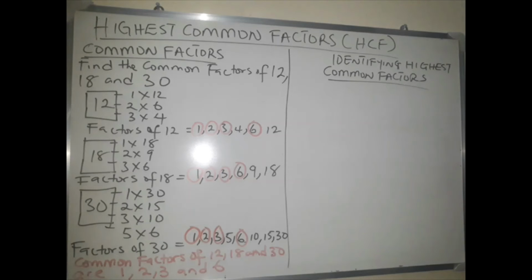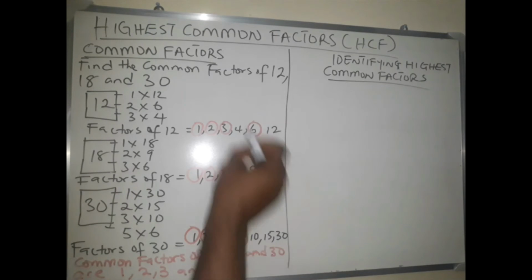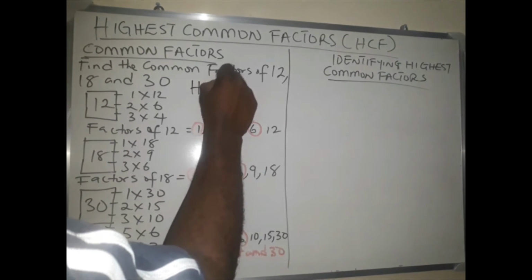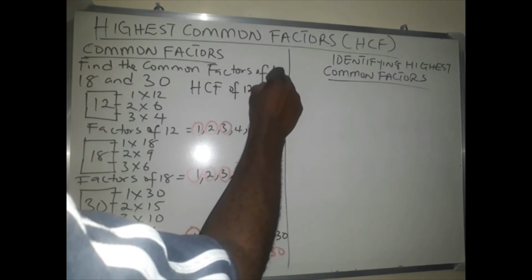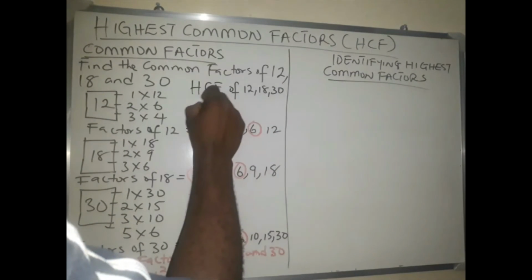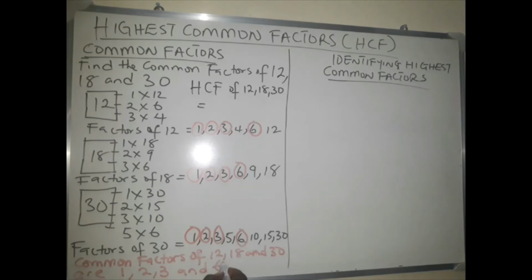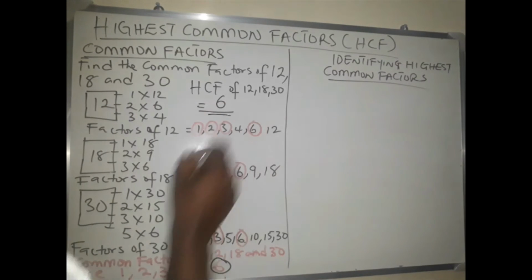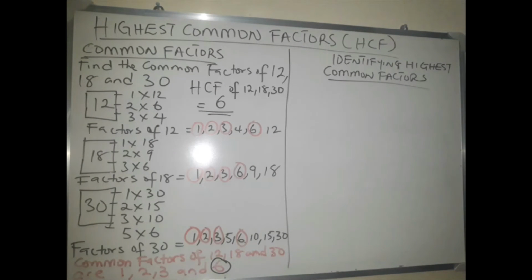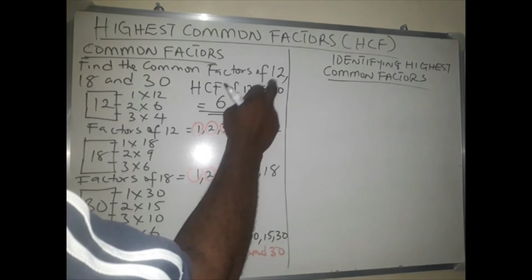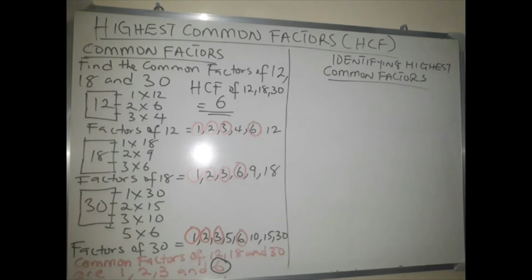without a remainder. So let's say, for example, we are asked to find not the common factor, but the highest common factor of 12, 18, and 30. Then our answer will not be 1, 2, and 3. Instead, it will be just 6, because 6 is the highest number, the largest number that can divide 12, 18, and 30 without a remainder. But let's look at another example so that we can have more understanding.